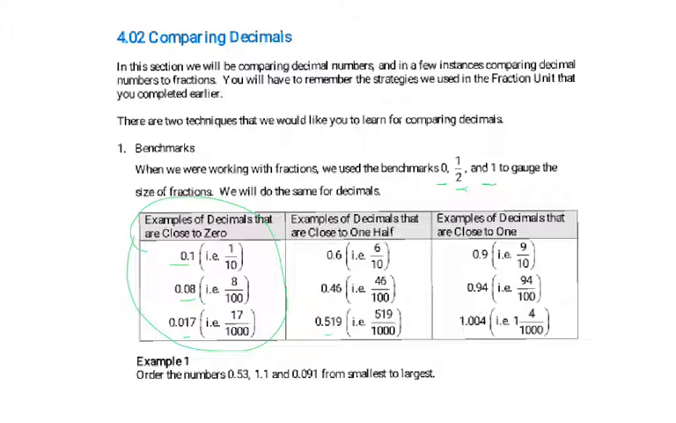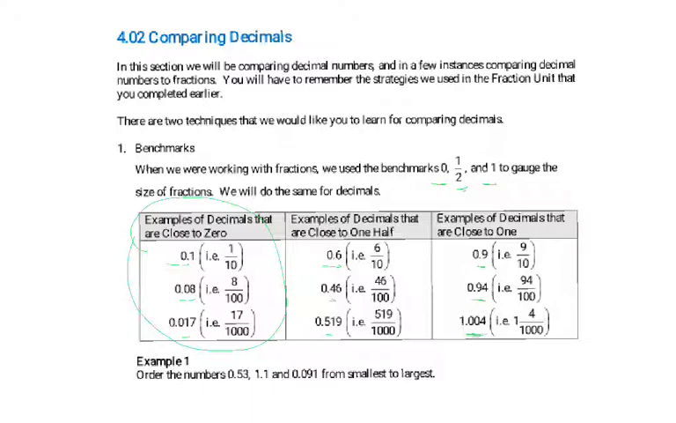Anything where the first decimal is close to 5, so here we've got an example of a 6, a 4, and a 5, all of those are close to 1/2. 0.5 is exactly 1/2, and these three decimals are all close to 1/2. And then these decimals are all close to the number 1. Anything that's starting with a 0.9 or 1 point something is close to 1. So a 1.0 something is also going to be very close to 1.